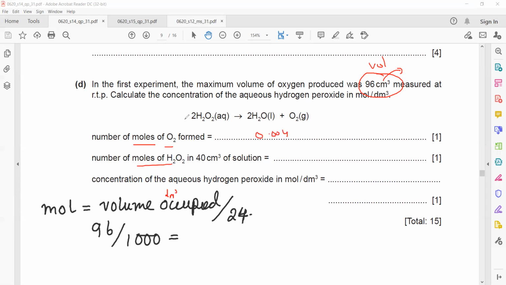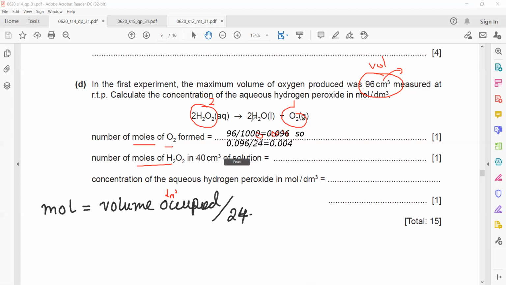Number of moles of hydrogen peroxide. How to get the moles of hydrogen peroxide? We have the volume, but we don't know the moles. This is hydrogen peroxide and we know the moles of oxygen. So what will we use? We'll use the ratio. What will be the answer? The ratio is 2:1. So yeah, that is 0.008. And then we need the concentration.